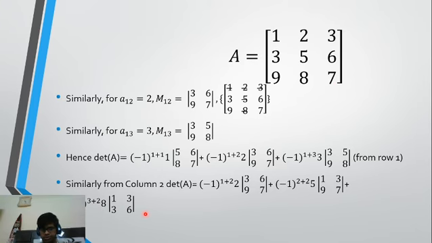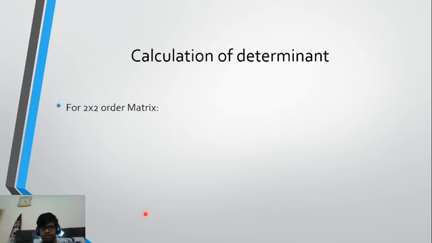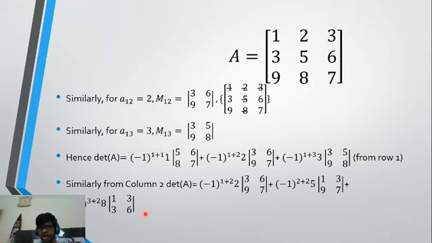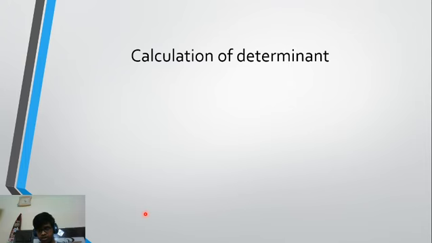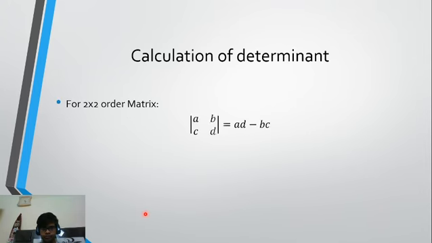Okay. Now let's go ahead. Calculation of the determinant. Now we were left with 2 into 2 determinants. Actually we had reduced the determinant of a 3 into 3 matrix to 2 into 2 matrices. So now we are working on how to calculate the determinant of a 2 into 2 matrix.